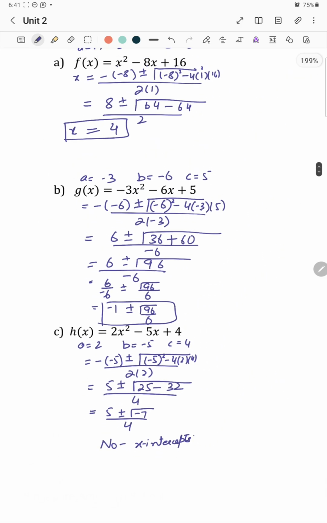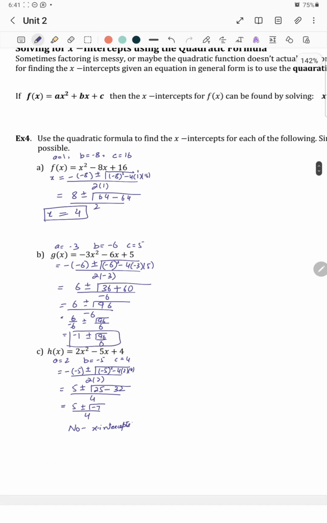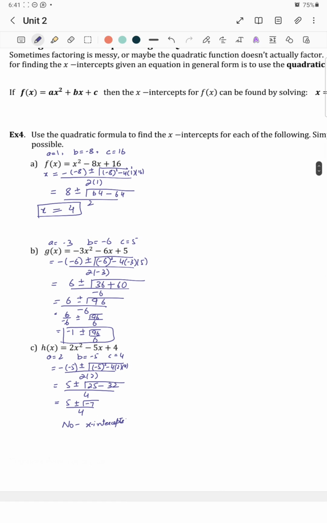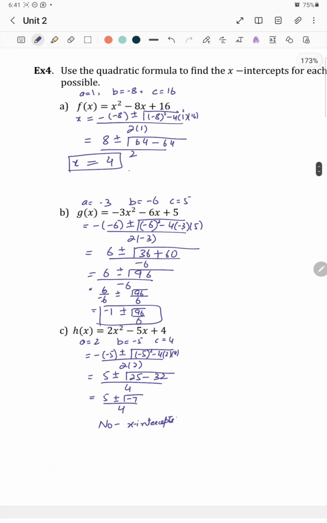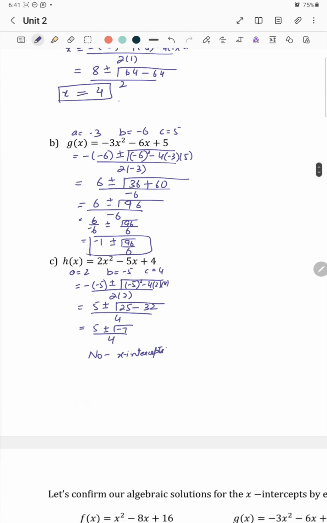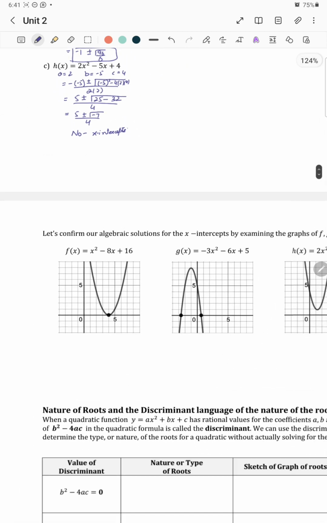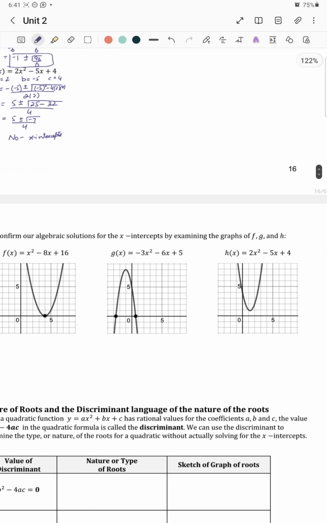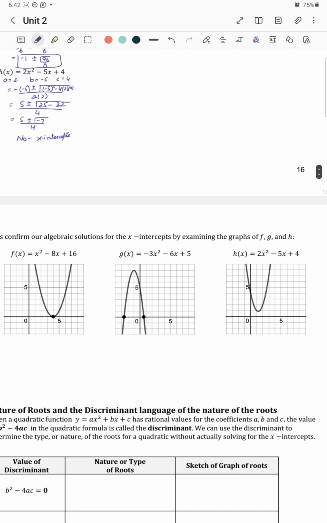So we have used these three examples to find the values of the x-intercepts using the quadratic formula. In the first, we get the square root as 0, so we'll get the simple answer. In the second one, we get a square root of a number which does not have a perfect square, so we will solve it like this. In the third, we get a square root which is a negative number, so in this case the x-intercept does not exist. Let's confirm our algebraic solution for the x-intercept by examining the graph of f, g and h.